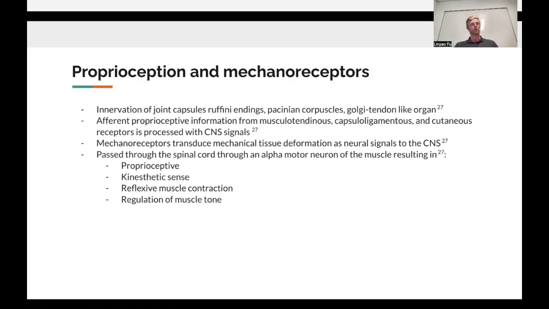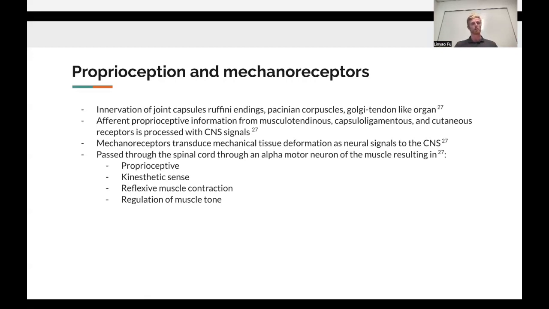Lastly, for proprioception and mechanoreception, joint capsules and ligaments are going to be innervated by Ruffini endings, Pacinian corpuscles, Golgi tendon-like organs, as well as free nerve endings. There's going to be afferent proprioceptive information from muscles, ligaments, tendons, as well as cutaneous receptors that are going to be processed within the CNS. There's also information from the mechanoreceptors, which send neural signals to the CNS, reflective of the amount of tissue deformation that the ligament is experiencing.